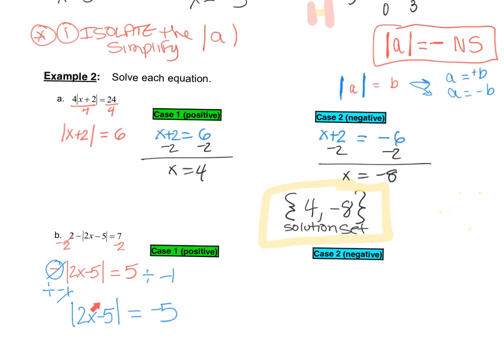But before you can continue, you've got to remember the huge, most important thing, which is that the absolute value of anything cannot equal a negative. So in the process of simplifying, if you get the absolute value of 2x minus 5 equals -5, you know that this has no solution.